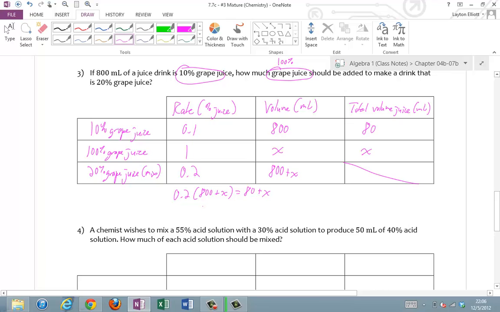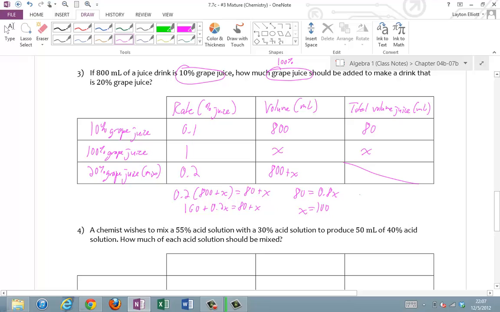0.2 times 800 is, let's see, that would be 160 plus 0.2x equals 80 plus x. Well, if I subtract 80 from both sides, I get 80 equals, and if I subtract 0.2x from both sides, I get 0.8x. And that would mean x is equal to 100.